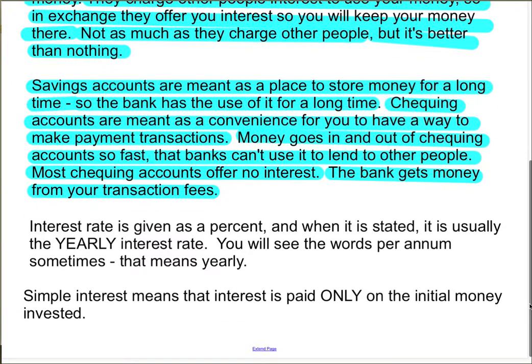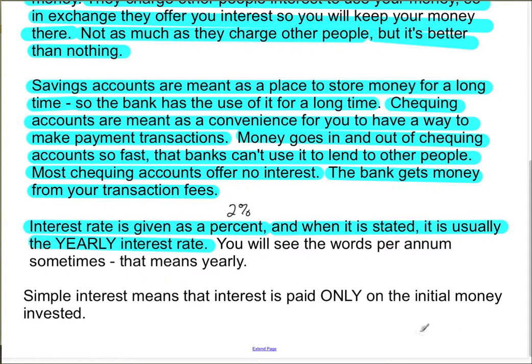Now, what about interest rates? Do we know anything about them? Well, an interest rate is usually given as a percent. So you will be told that your account pays 2% interest. And how that works, this 2% is for the year. So that's what it's stating here. It says, and when it is stated, it is usually the yearly interest rate.